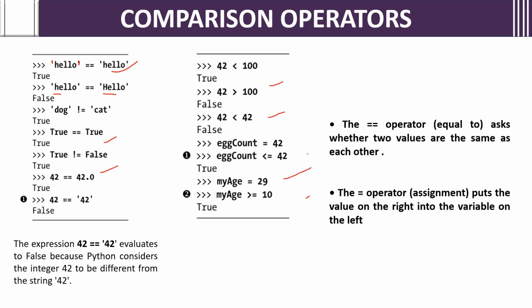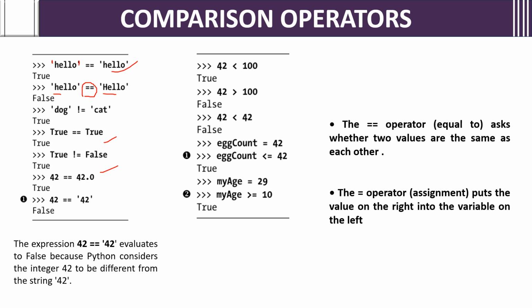If you see here, the double equals operator is going to check the left hand side value against the right hand side value and give the output. But the single equals operator is going to put the value on the right side into the variable on the left side. This 29 is stored in my age. You can't use the single equals operator for comparison. Only the double equals operator you can use for comparison.